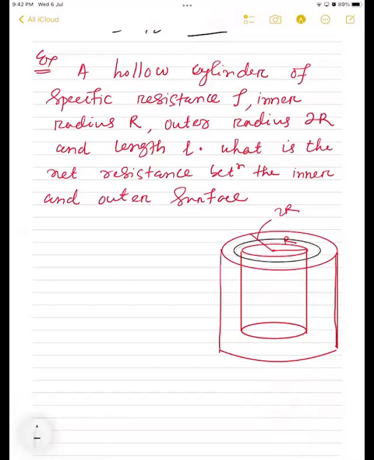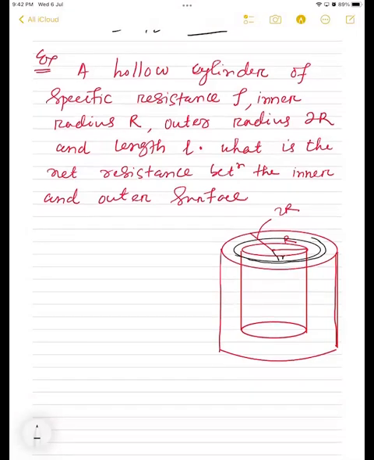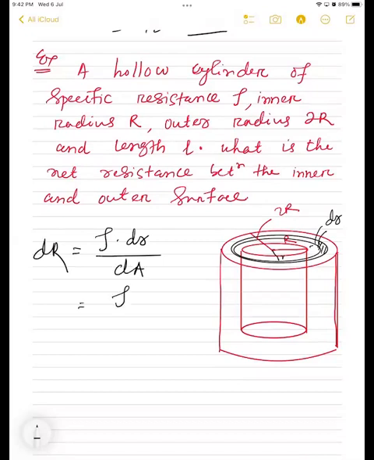In between, you can consider a small ring whose radius is r and whose width is dr. So what is the resistance across the ring? dR is equal to rho into length, which is the small width dr, divided by the area, small dA. So that is equal to rho into dr over dA.